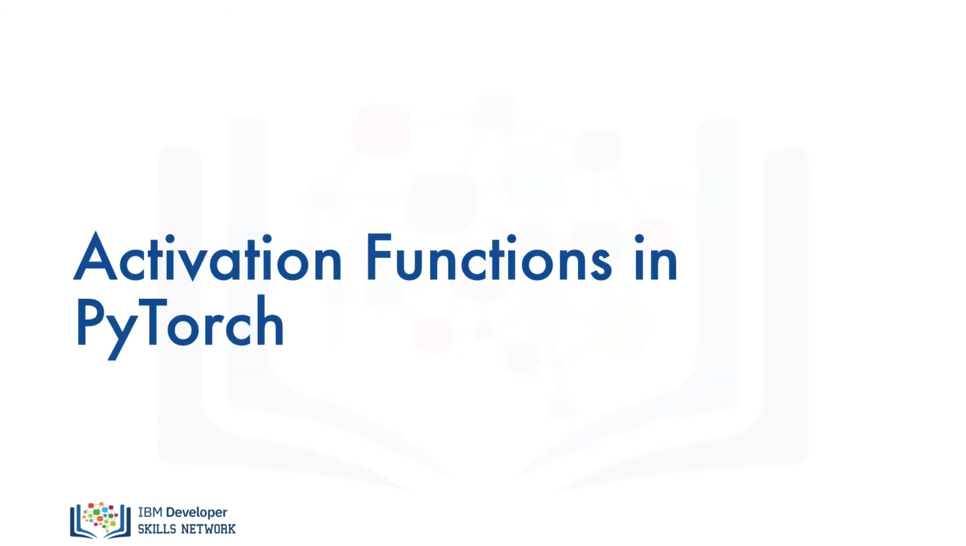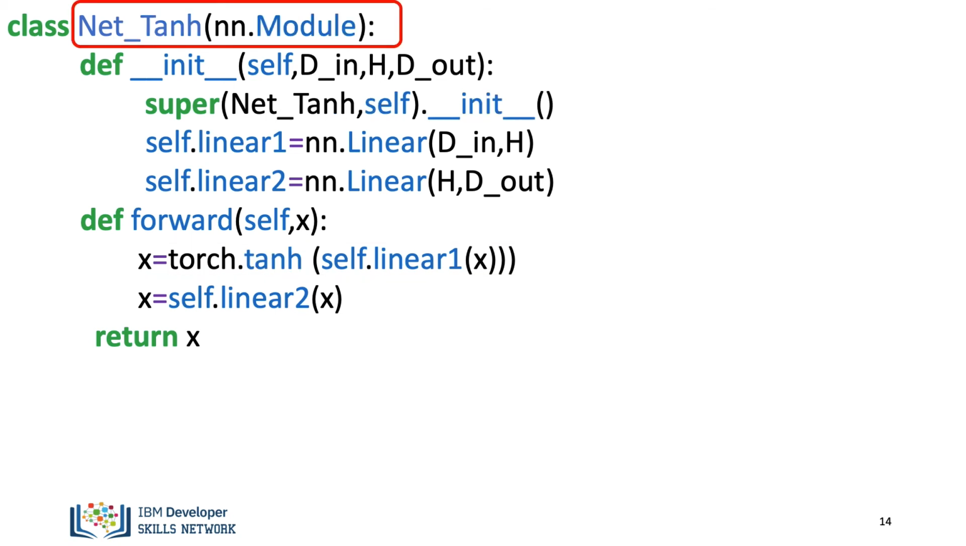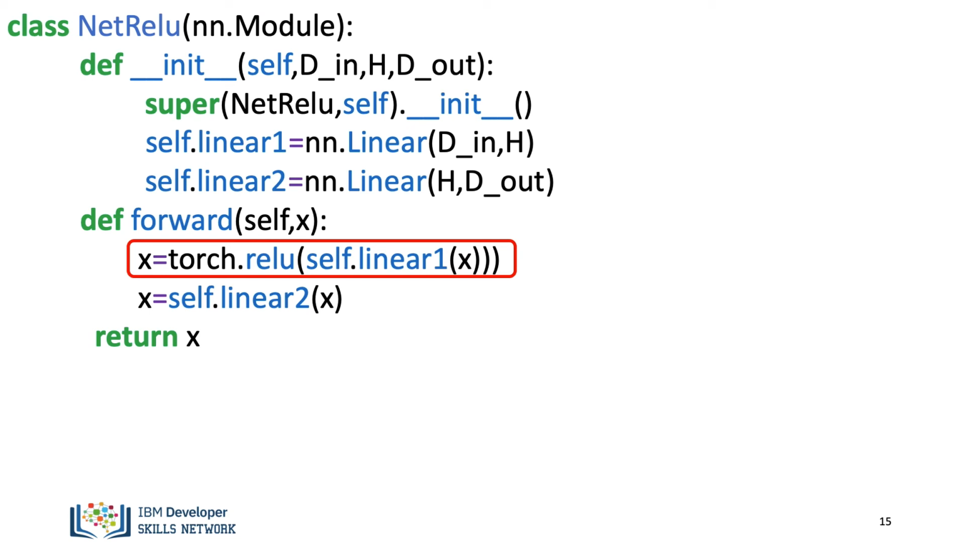Let's implement the sigmoid, tanh, and ReLU activation functions in PyTorch. You can implement the sigmoid function by calling it during the forward pass, taking the linear function as the input. Net tanh is our model that implements the tanh activation function. In this case, the tanh function is called during the forward pass, taking the linear function as the input. Finally, net ReLU is our model that implements the ReLU activation function. The ReLU function is called during the forward pass, taking the linear function as the input.